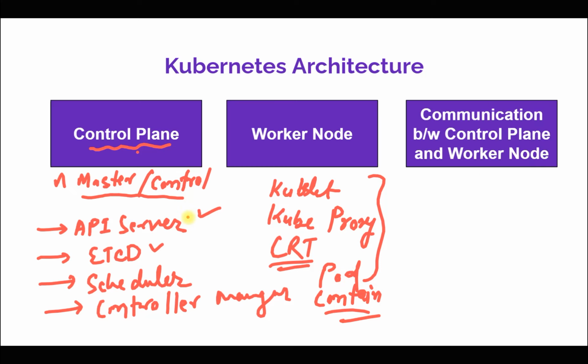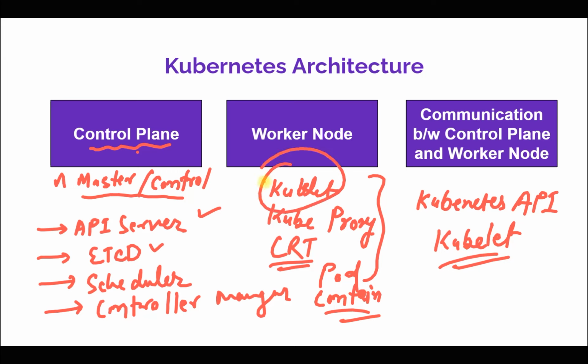The next part is very important related to Kubernetes architecture: how the communication will be established between the control plane and the worker node. For communication between the control plane and the worker node, we are using some APIs. One is the Kubernetes API, which is the main API used to interact within Kubernetes. Next is kubelet.